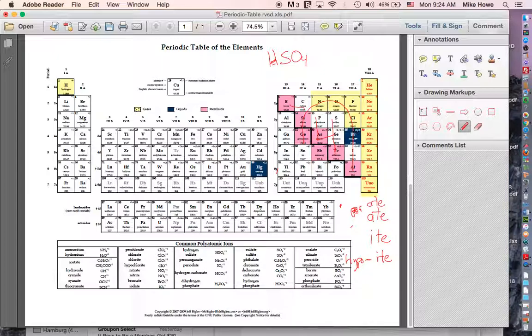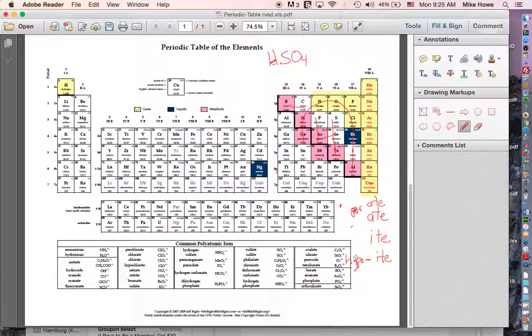Same concept applies to bromate and iodate. So if bromate is BrO3, then perbromate would be BrO4. And if iodate is IO3, then periodate would be IO4, and so on. Similarly, if you have an ITE ending, like iodite would be IO what? Iodate's IO3, so iodite's one less would be IO2. If you have just plain IO, then that would be hypoiodite.